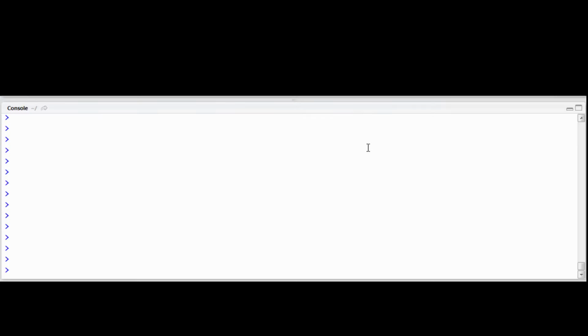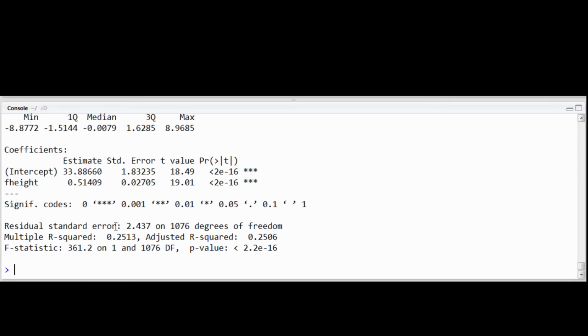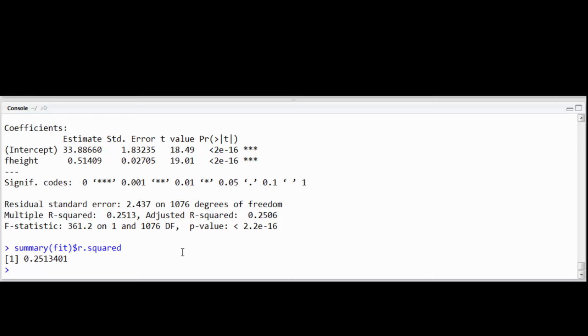So r squared is quite easy to get. As a reminder, here we fit our model and assigned it to a variable called fit. If I do summary of fit, then it gives the output table, and among other things it gives you the multiple r squared and things like the residual standard error. Another way to get the r squared directly is just to do summary(fit)$r.squared, and that'll grab just the number if you don't want all the outputted table.